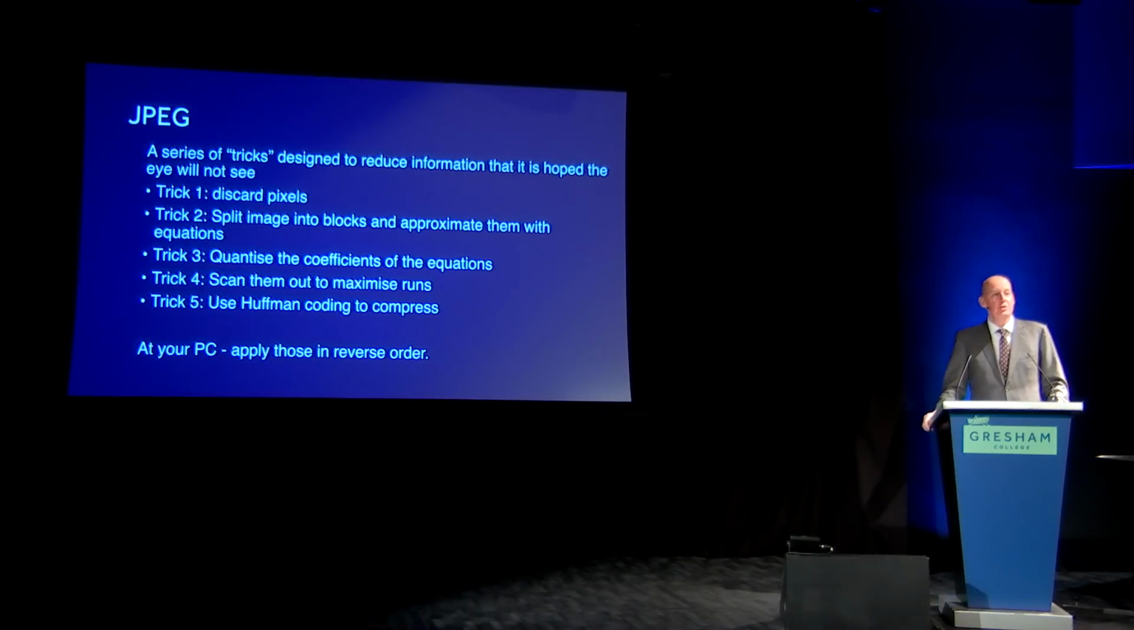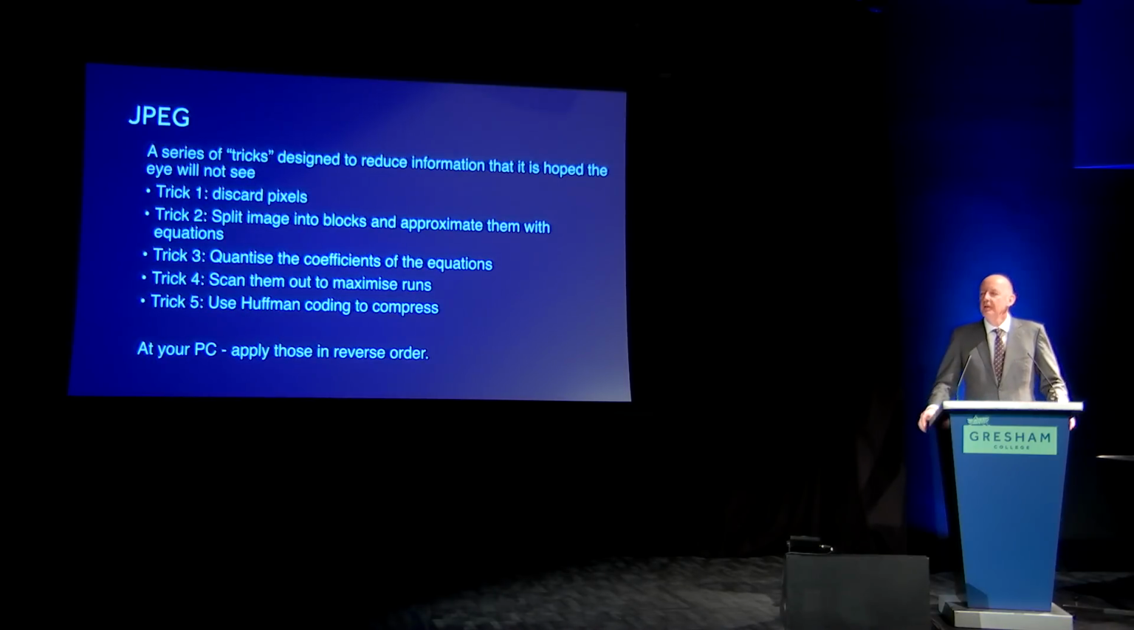Then it does this block trick. It splits it into 8 by 8 blocks, and it approximates them with equations. Then the coefficients of those equations get sliced and diced. Then we rearrange the order in which we scan those so that we maximize the runs, thinking about what I said earlier about run length encoding. And then we use Huffman coding, yay, still going since 1952, to compress it. Now, there is a version of JPEG that uses arithmetic coding.